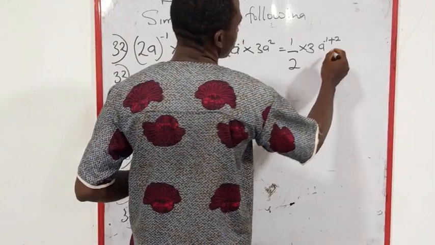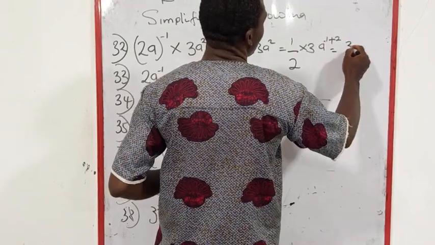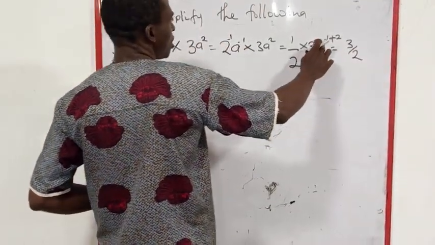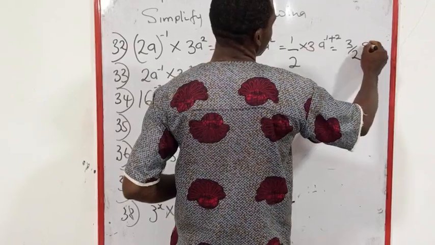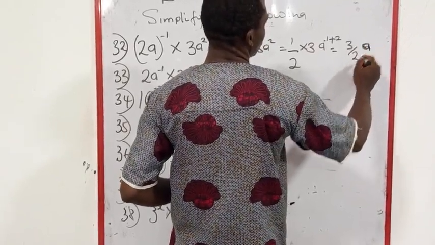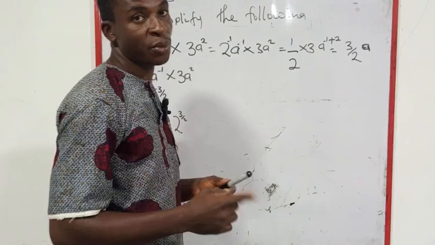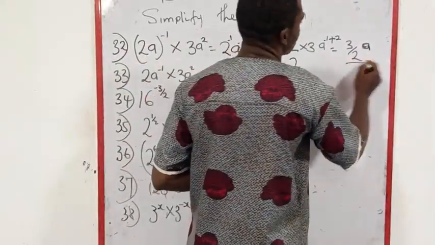So what we now have is something like this. So we now have 3 over 2. If you check, a raised to power minus 1 plus 2, minus 1 plus 2 will give us what? Just 1. Minus 1 plus 2 is what? 1, because it's like I'm owing 1, I'm having 2. So when I pay, I'm still having 1. So it's raised to power 1. So this is just the answer.